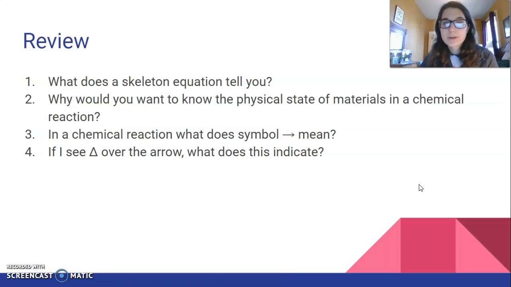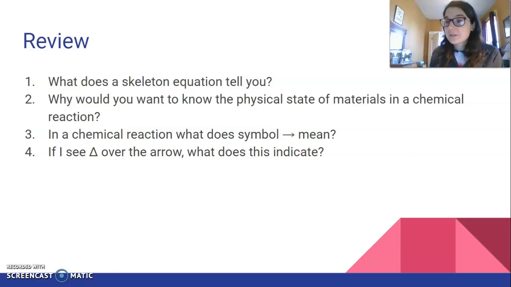So we're just focusing on skeletal equations. We're not going to worry about how to determine how many moles, basically the coefficients, the numbers that you see in chemical equations. We're not going to learn that quite yet. If you do AP Chem, we will definitely be learning that.